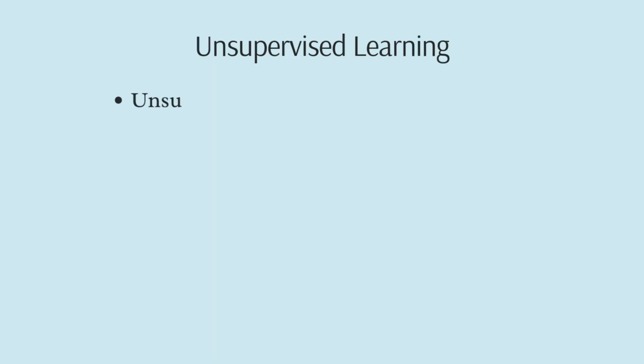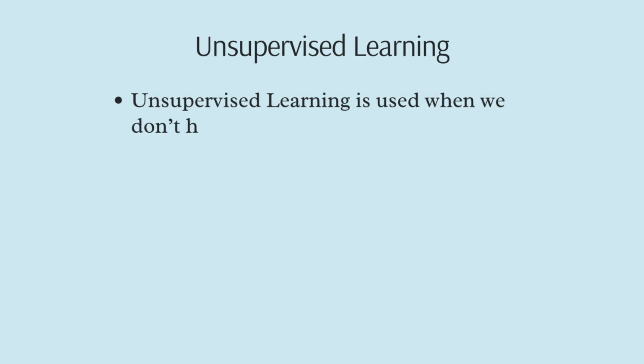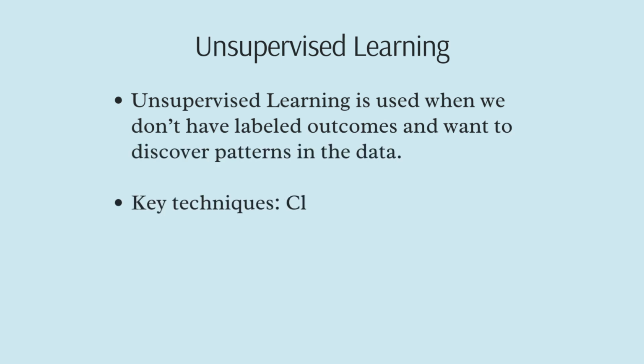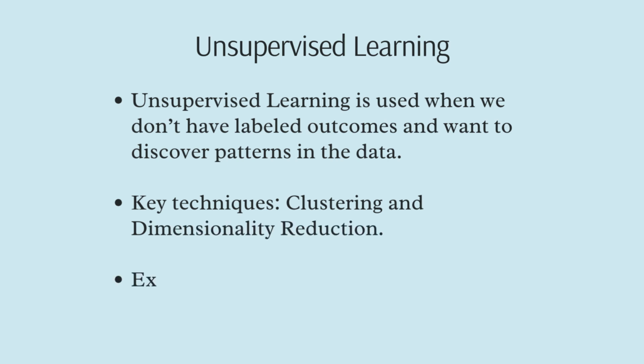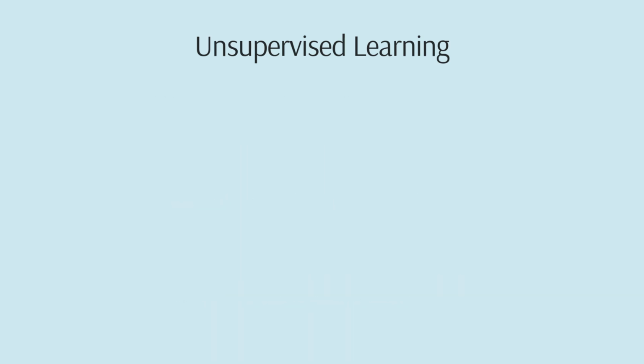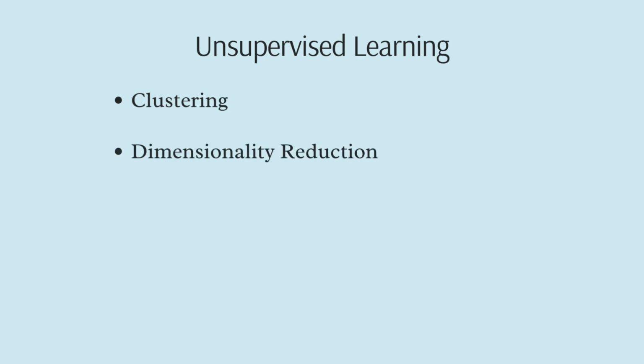Now, let's move on to unsupervised learning. In unsupervised learning, the model works with data that doesn't have labeled outcomes. Instead, the goal is to find hidden patterns or structures within the data. For example, customer segmentation is often done within unsupervised learning, grouping customers based on similar behavior or characteristics. The key techniques in unsupervised learning include clustering and dimensionality reduction.